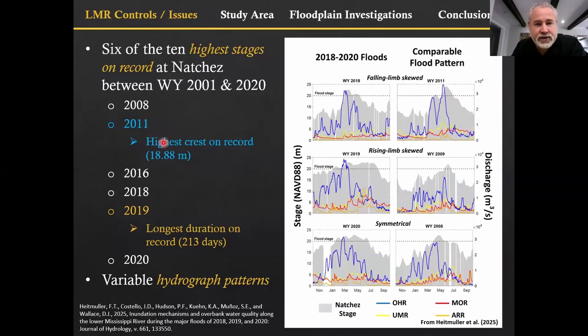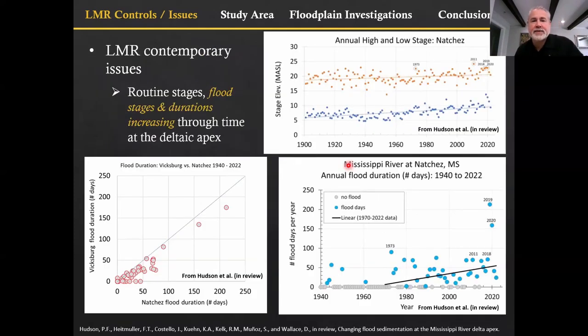Among these floods, we can see in 2011 was the highest crest on record, actually exceeding the 1927 flood down at Natchez, at about 19 meters according to the local stage datum there, and the 2019 flood, which was the longest duration on record at over 213 days above flood stage. So we're going to be taking a look at a number of these different floods and some of the activities where we were able to get sediment samples following the floods, and in the case of the 2019 flood, in the overbank water column during it, to be able to see what's going on with the sedimentary dynamics.